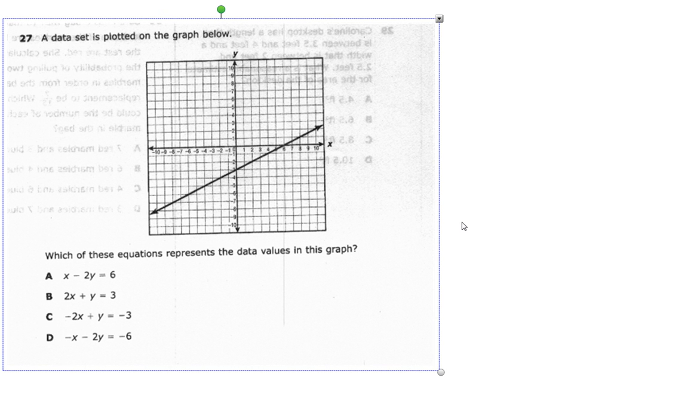Okay, next one. This one is a little bit difficult. Which of these equations represents the data on the graph? So what we need to do here is figure out what our points on this graph are. We take any point on the line, preferably one that we can identify, where the line crosses our axes, or anywhere it's on integer values.